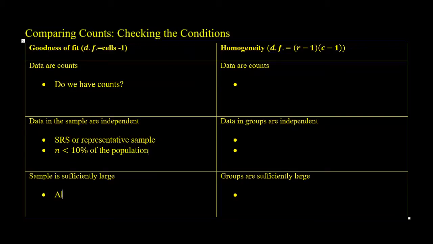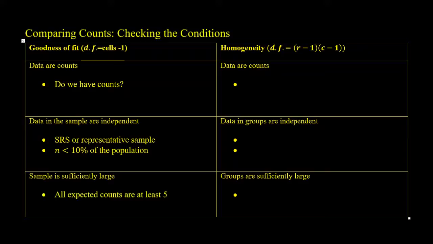To verify the sample is large enough, we want to make sure that all the expected counts in each cell are at least 5. So this isn't the numbers that are there, the actual counts. This is what we would expect if everything was distributed evenly.